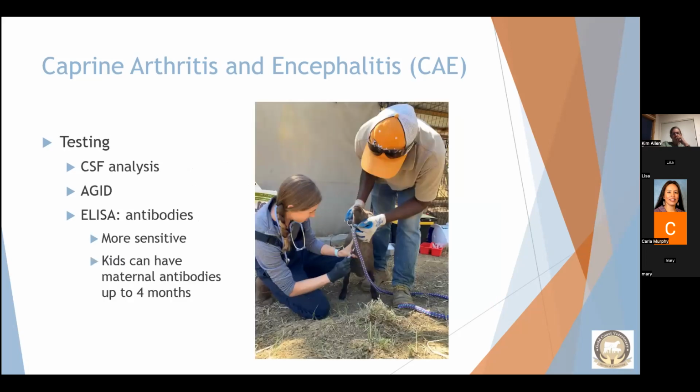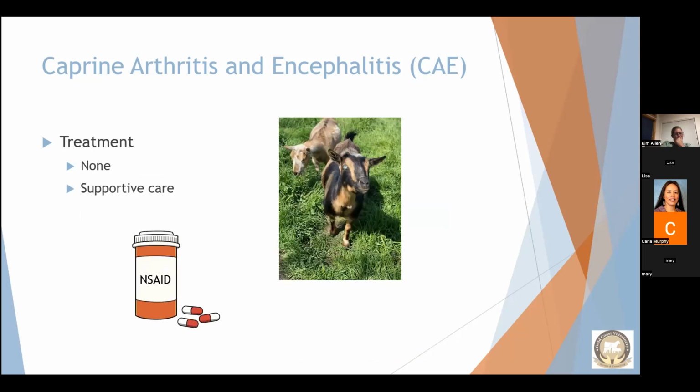To test for this disease, you can do a CSF analysis. There is also agar immunodiffusion, but that one is not quite as sensitive as the ELISA, which tests for antibodies. However, kids can have maternal antibodies up to 4 months, so that doesn't necessarily mean that they have the disease. It could just be from the mom's antibodies that are circulating, so retest those after 4 months to see if they are truly positive.